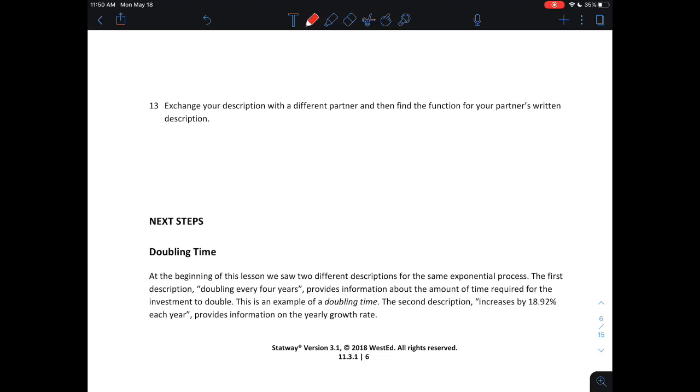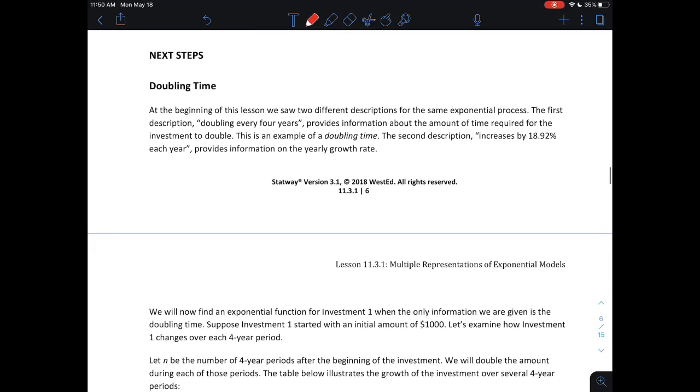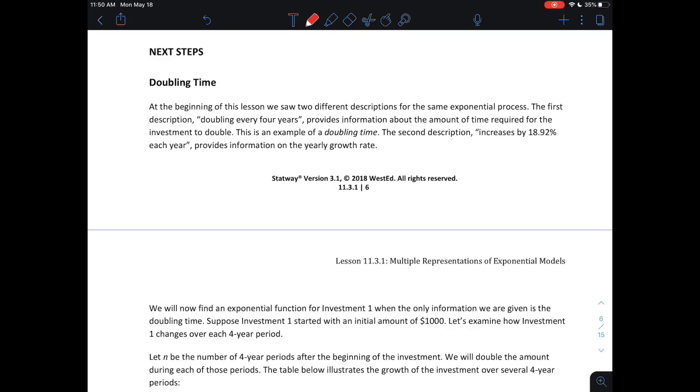But what we are going to end with is some other ideas of exponential growth and decay that relate to some other concepts, one of them called doubling time and another one in a little bit called half-time or half-life. So first, doubling time. At the beginning of this lesson, we saw two different descriptions for the same exponential process. The first description, doubling every 4 years, provides information about the amount of time required for the investment to double. This is an example of doubling time. The second description, increases by 18.92% each year, provides information on the yearly growth rate.